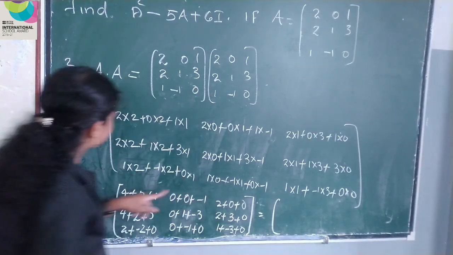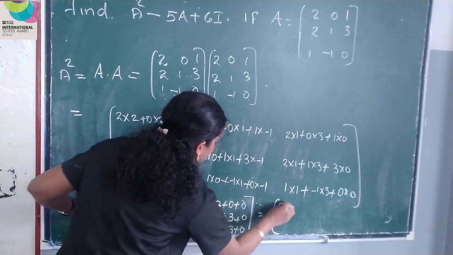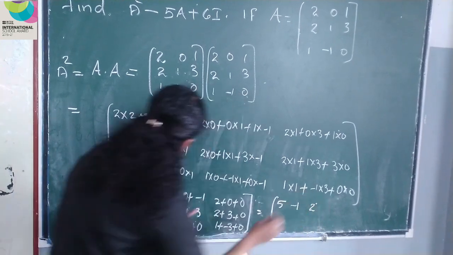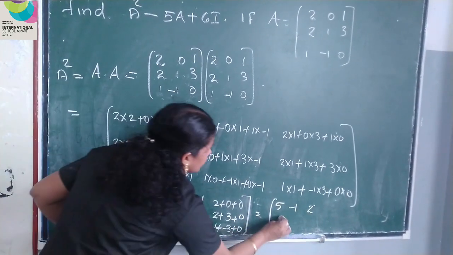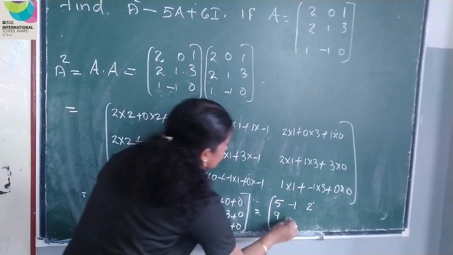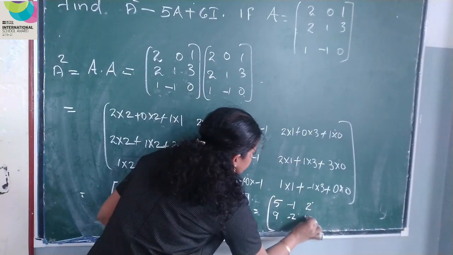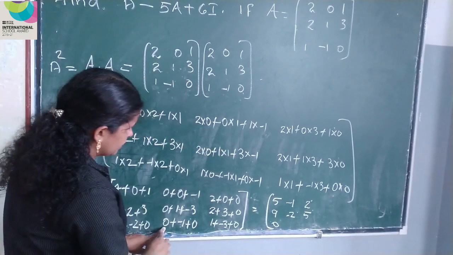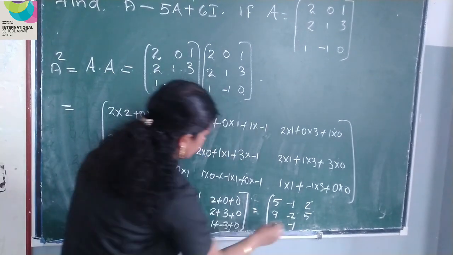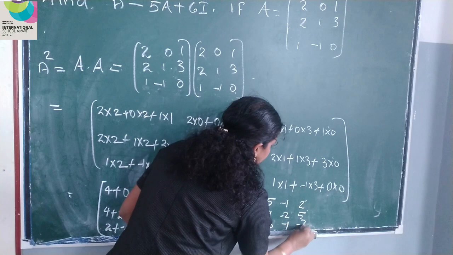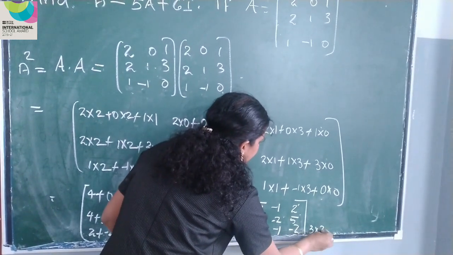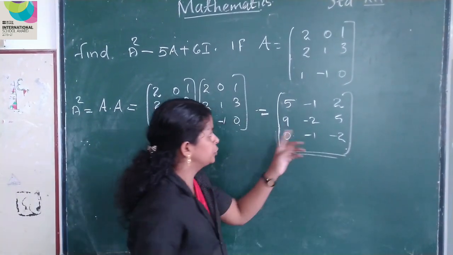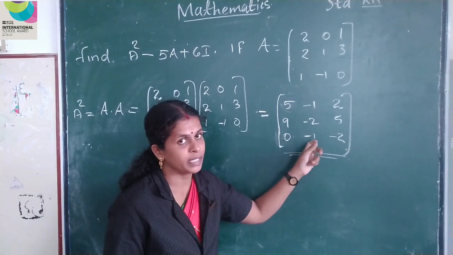Which is equal to 4 plus 1, 5. 0 plus 0 plus minus 1, minus 1. Here 2. Here 4 plus 2, 6, 6 plus 3, 9. 1 plus minus 3, minus 2. 2 plus 3, 5. Here 2 plus minus 2 plus 0, that means 0. 0 plus minus 1 plus 0, that means minus 1. 1 plus minus 3 plus 0, that is minus 2. Order 3 by 3. A square equals: we got 5 minus 1 2, 9 minus 2 5, 0 minus 1 minus 2.